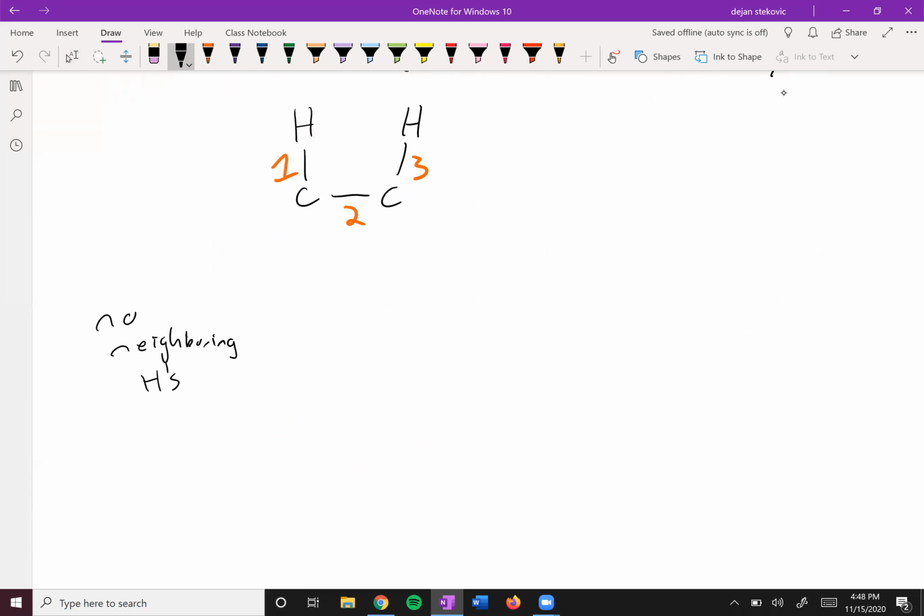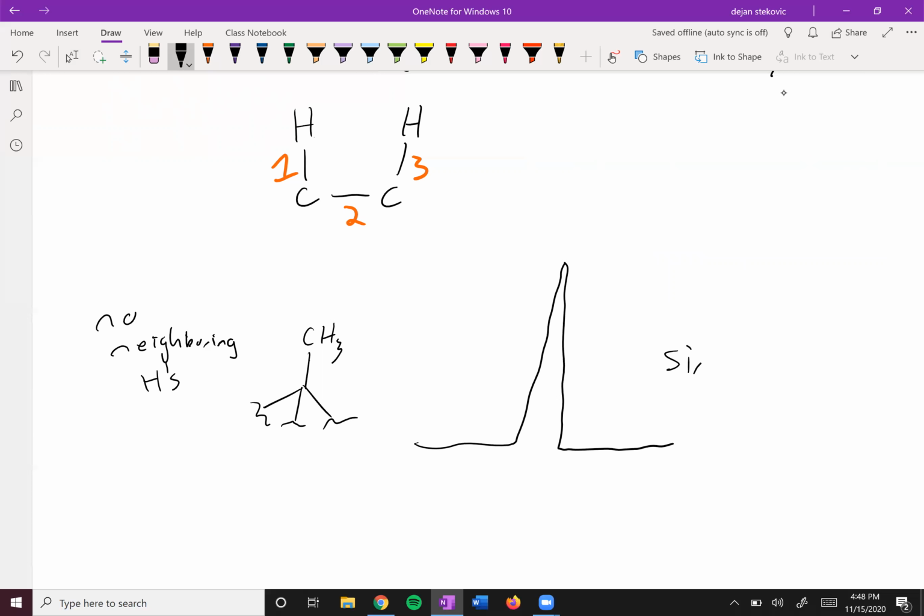So if we have no neighboring hydrogens, maybe something like a CH3 that's connected to a carbon that is connected to then 3 other non-hydrogens, right? Maybe something like a tert-butyl type of group. What we'll see is this peak won't be split at all. And so you'll just see 1 peak. We call this a singlet because it's 1 single peak.